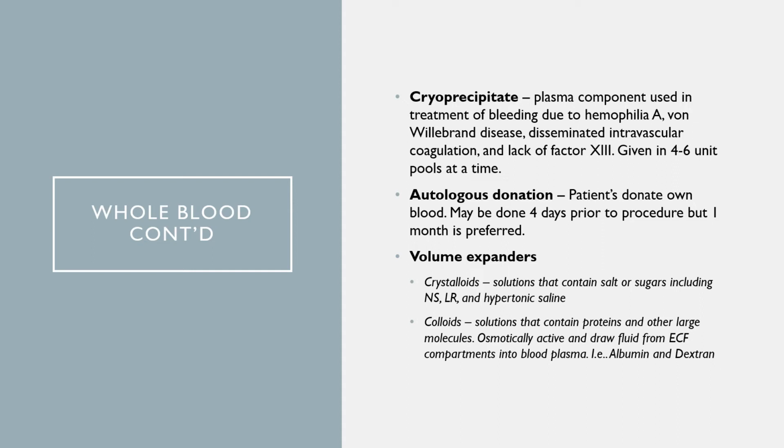Okay, next we have volume expanders. These are our crystalloids, which are solutions that contain salt or sugars. They include normal saline, lactated Ringer, and hypertonic saline, which means more salt. And then we have our colloids. These are solutions that contain proteins and other large molecules. They're osmotically active, and they draw fluid from the extracellular fluid compartments into the blood plasma. Some examples of this are albumin and dextran.